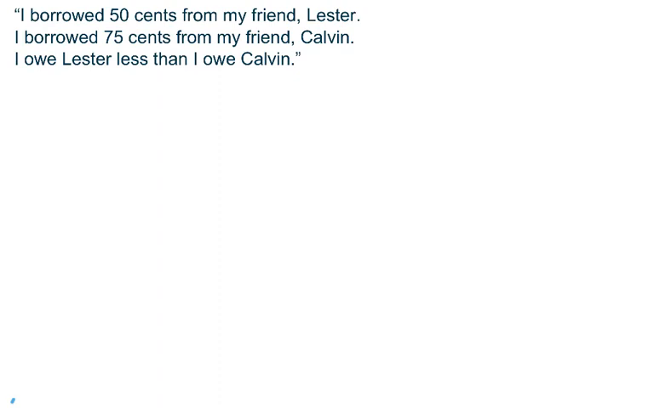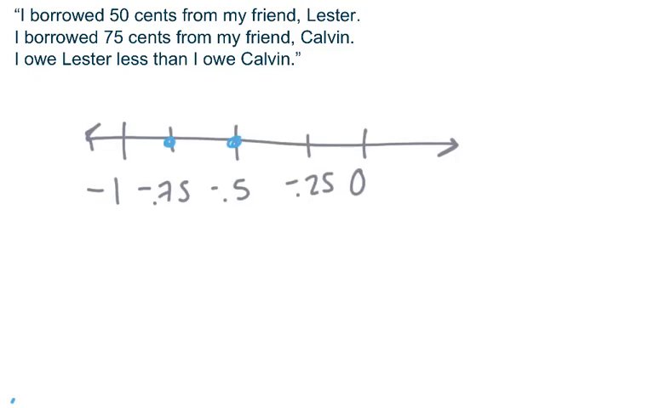I borrowed 50 cents from my friend Lester. I borrowed 75 cents from my friend Calvin. I owe Lester less than I owe Calvin. So we know that this person was borrowing money, so therefore it has to be negative numbers. And on our number line, you can see that we have pointed the points of -0.5 and -0.75.